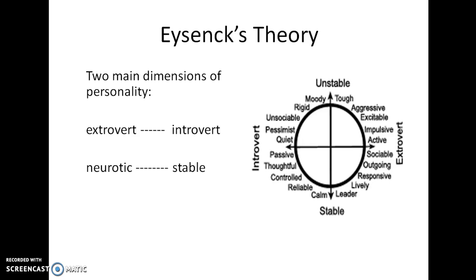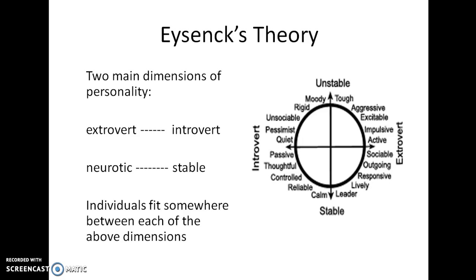Neurotic meaning unstable. So people are either neurotic, where they're highly anxious and worriers, pessimistic perhaps, whereas stable people are much more calm and reliable and controlled. And Eysenck says that individuals fit somewhere between each of these, on each of the extents on both of the dimensions. So somebody could be described as an introvert, stable person, or an introvert, neurotic person, or equally an extrovert, stable person, or an extrovert, neurotic person.